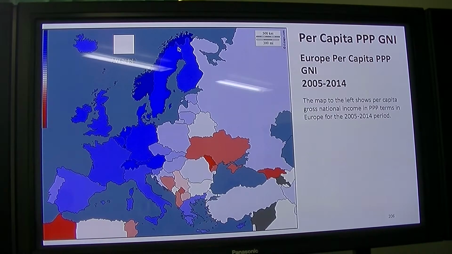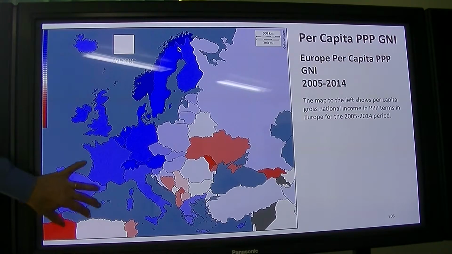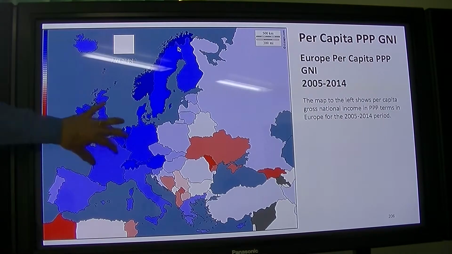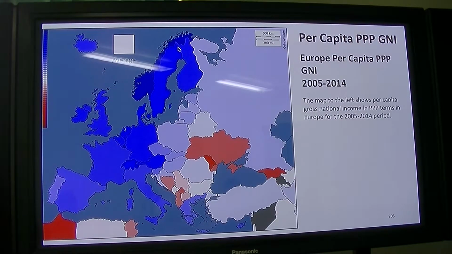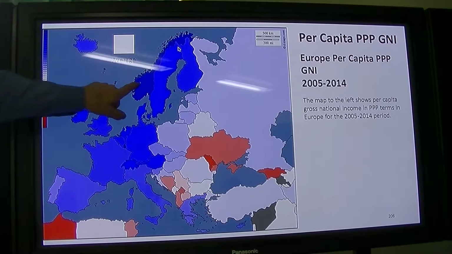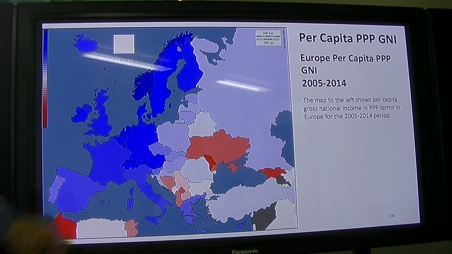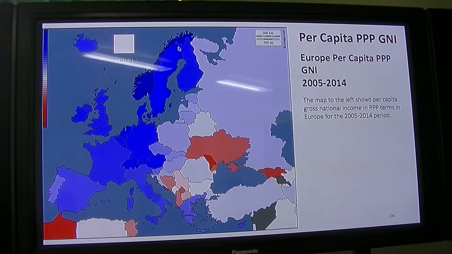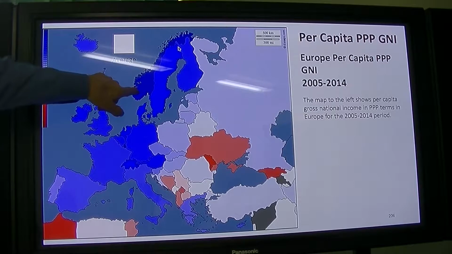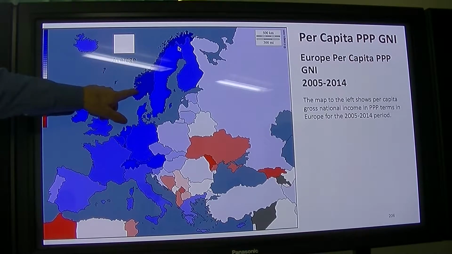Here is, and this is where we're going to see it, the per capita PPP. Norway comes out very high. Norway, Switzerland, Luxembourg, all of these countries are relatively wealthy. They're well above the world average. Norway, on a purchasing power parity basis, is one of the wealthiest countries in the world.